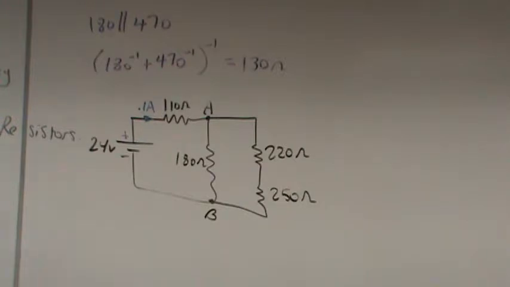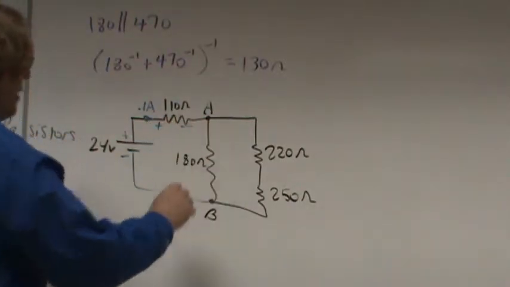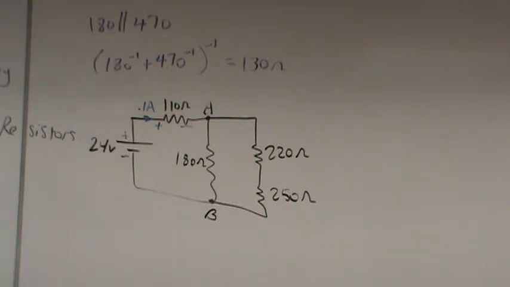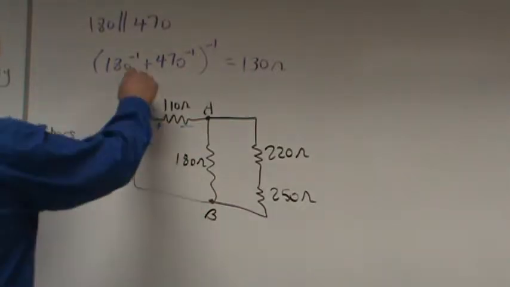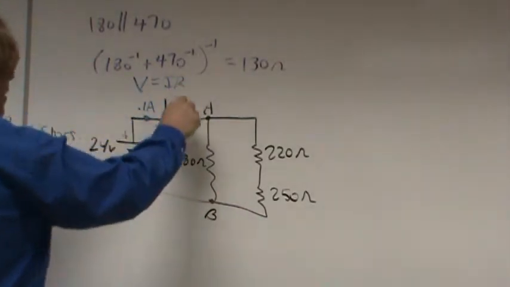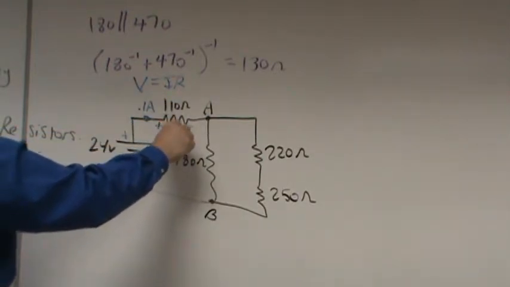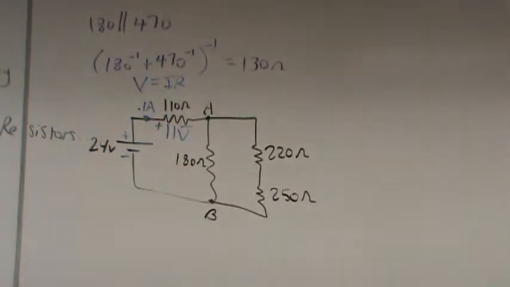So tell me, what's the voltage drop across this resistor? That is, how much energy is that 0.1 amps of current losing? Or how much work is that 0.1 amps of current doing? How'd you get 11? Sure. Are you guys okay with that? V equals IR, right? I got a 0.1 amp current, 110 ohm resistor. That makes 11 volts. Okay?